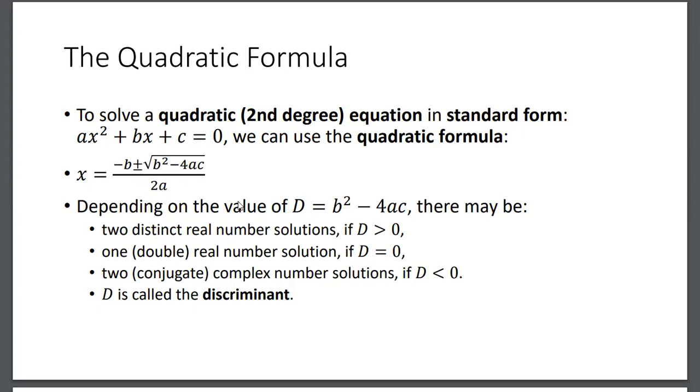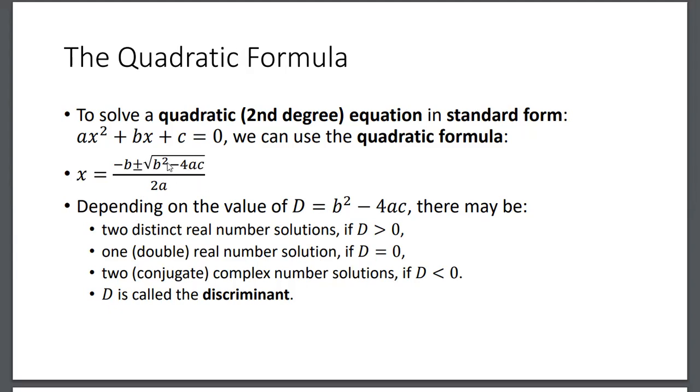Depending on the value of the b squared minus 4ac, which is underneath the square root, we'll label that with a variable capital D, which stands for discriminant. Depending on that value, you can either have two distinct real number solutions if D is greater than 0 because of the plus and minus, you'll get one, what's called a double real number solution, but it's only one solution.